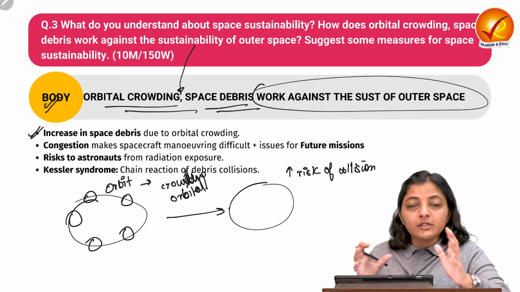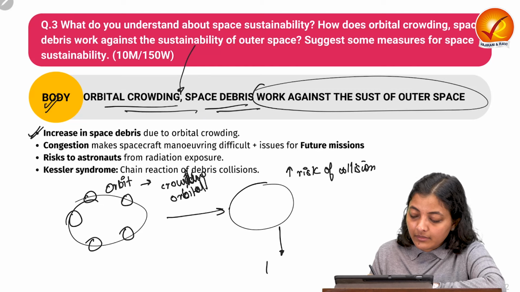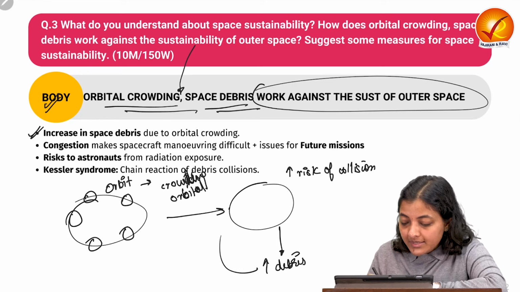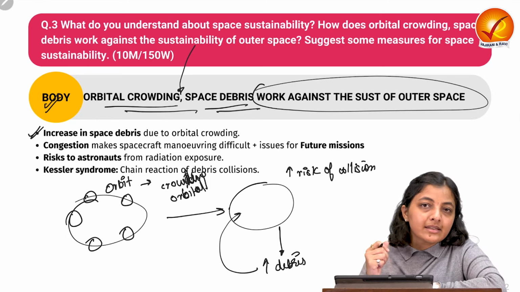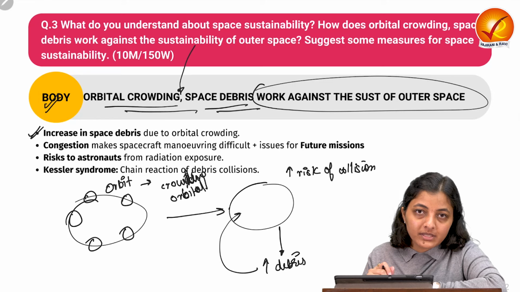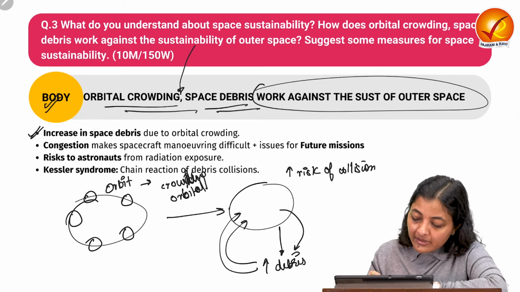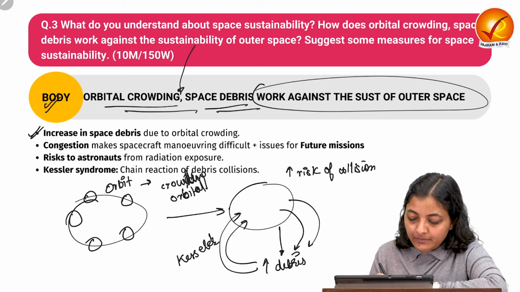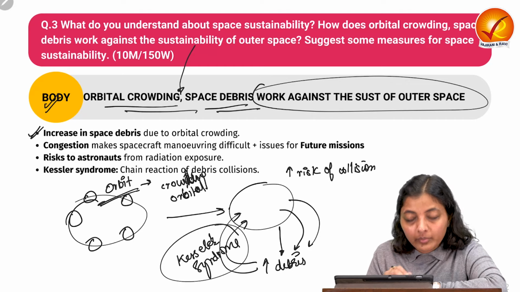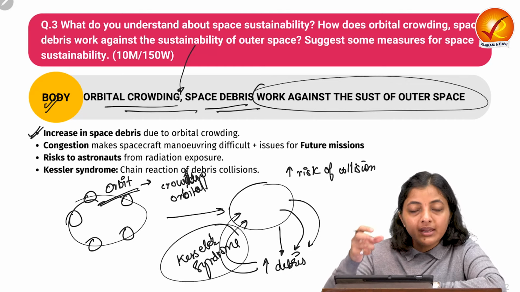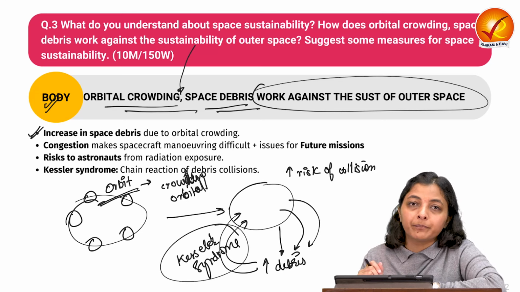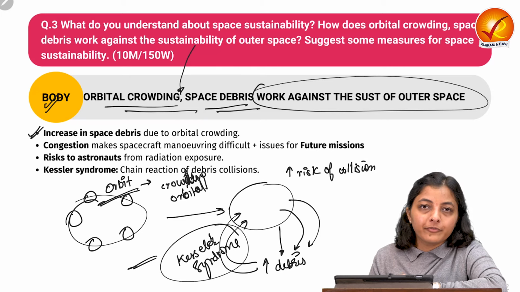and when two space objects collide, it increases the debris amount, and when debris increases, again there is an increased risk of collision between the different space objects. So this is a cascading effect, one leading to another. This is known as Kessler syndrome. That is how orbital crowding results in space debris, and space debris results in a cascading effect of more and more debris. This is what we term the Kessler syndrome.